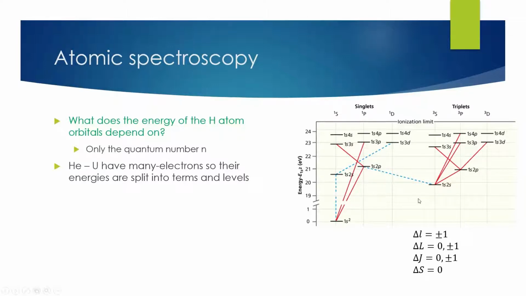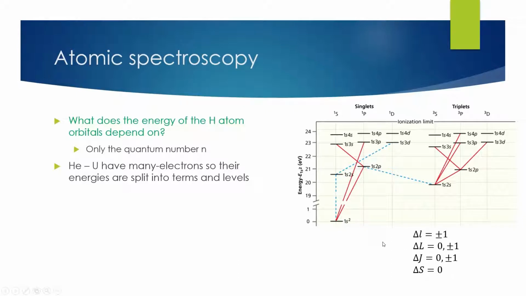So we can see here in this diagram, the red lines are possible and the blue lines are forbidden. So if we have an electron in a singlet 1p state, we have to go into a singlet 1s state or a singlet 1d state. And it corresponds to this last rule of delta L equal to 1. What we also see is that we are stuck in singlet states. We can't transition from a singlet state to a triplet state because delta S has to be 0.